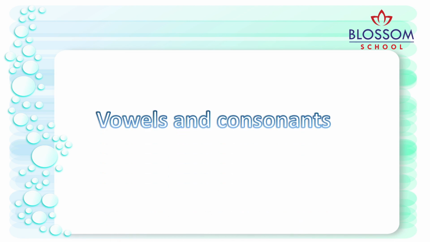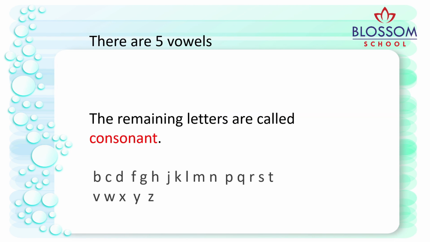Vowels and consonants. You know about the vowels and consonants? Yes. How many vowels are there? There are 5 vowels. Which are the 5 vowels? A, E, I, O and U. These are the 5 vowels.